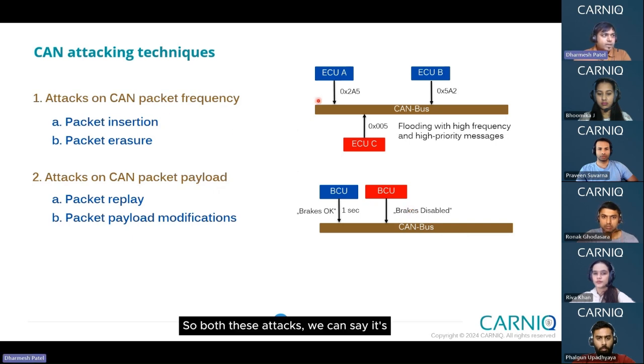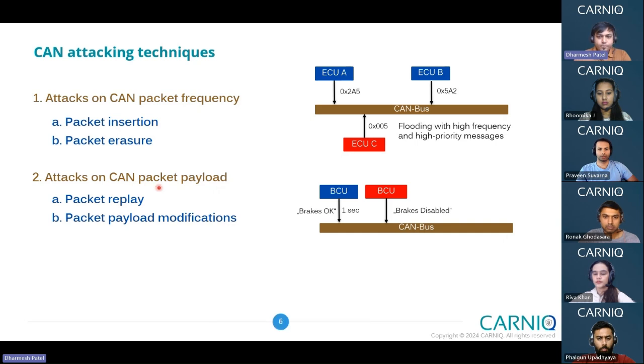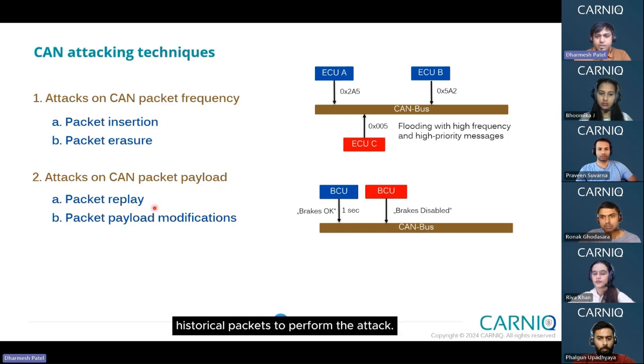So both these attacks, we can say, are packet frequency based attacks. Another type of attack possible is based on the CAN packet payload. In that also there are two types. One is the packet replay attack. This attack is also similar to a denial of service attack. The difference here is the packet replay attack will use historical packets to perform the attack.